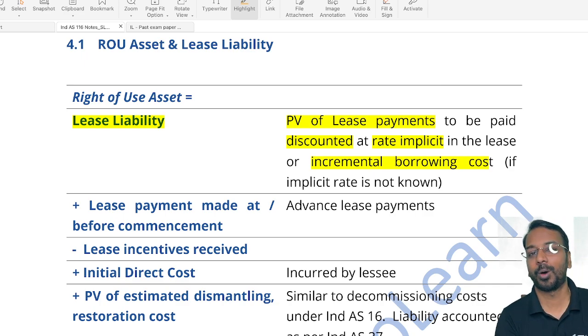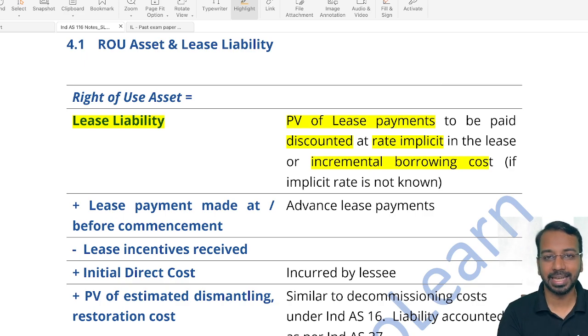So what is this incremental borrowing cost? The incremental borrowing cost is the cost or the rate that you will incur to borrow a similar amount of loan for a similar kind of asset. Whatever is the rate you incur, that is called incremental borrowing cost.